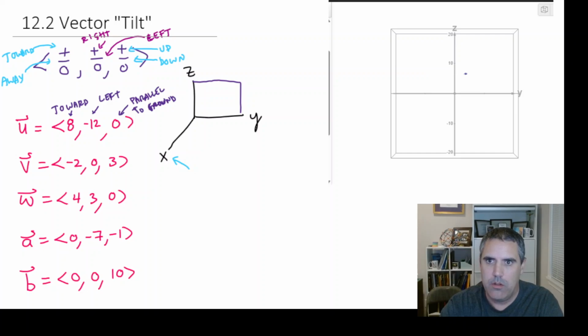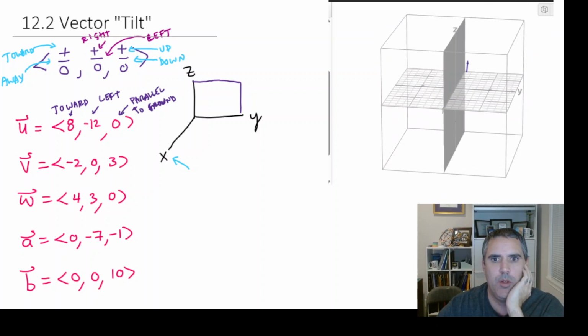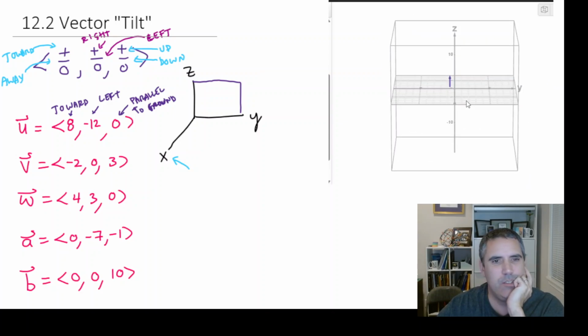-2, 0, 3. What can you tell me about that vector? Let me get rid of our plane. Doesn't matter where you put the tail. What can you tell me about it? Does it tilt toward us or away from us?